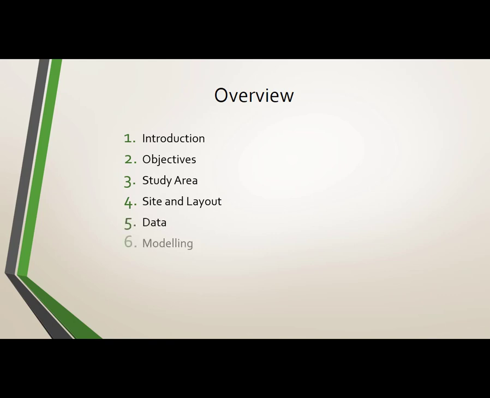Let's get a quick overview of what we will be going through in the presentation. First we will look at the introduction, the objectives of the project, the study area and its properties, the site and the layout of the stormwater system, the data that we will be using for this modeling, the parameters that we will be using for the models, and the calibration, how we are calibrating the model. We will look at some of our results, and then we will conclude.